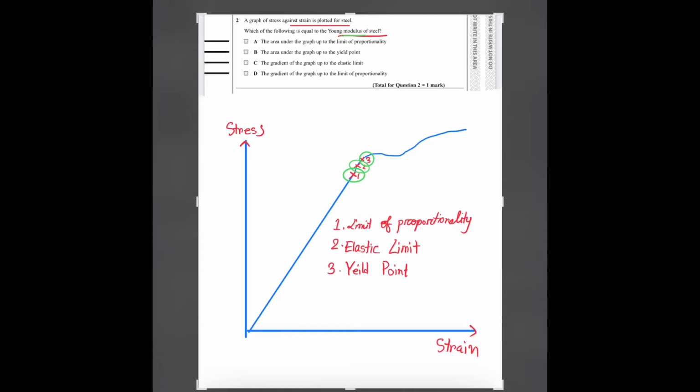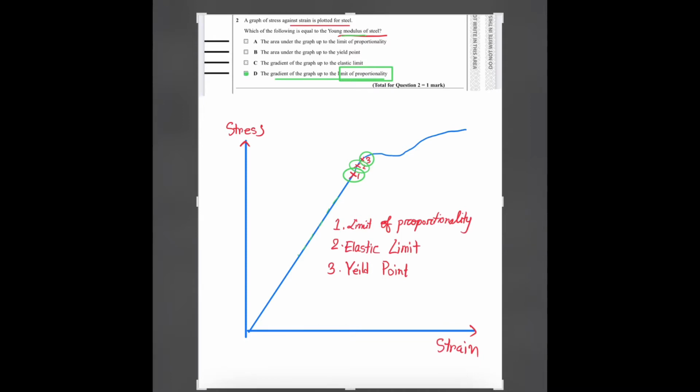So from the syllabus we know that the Young modulus is equal to stress by strain. So stress by strain is actually the gradient of the graph, the gradient of the graph up to the limit of proportionality. Why the limit of proportionality? It is because up to the limit of proportionality there is a straight line, and since there is a straight line there will be a constant gradient. So there would be a constant Young's modulus. So the answer would be D.